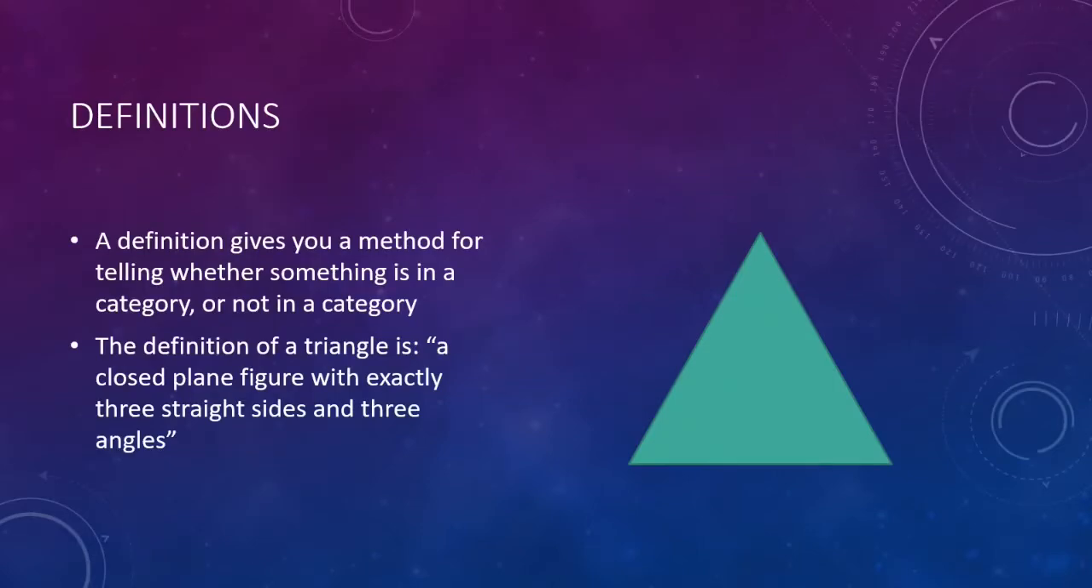Okay, so a definition has the following job. The job of a definition is to kind of draw a circle in the world and say what things in the world are members of a category and what things in the world are not members of the category. So a definition of a triangle is a closed plane figure with exactly 3 straight sides and 3 angles. That's a kind of formula or a rule that you can use. So you can take any object in the universe and ask, does it satisfy those conditions? And if it does, that's a triangle. And if it doesn't, it's not a triangle, right?